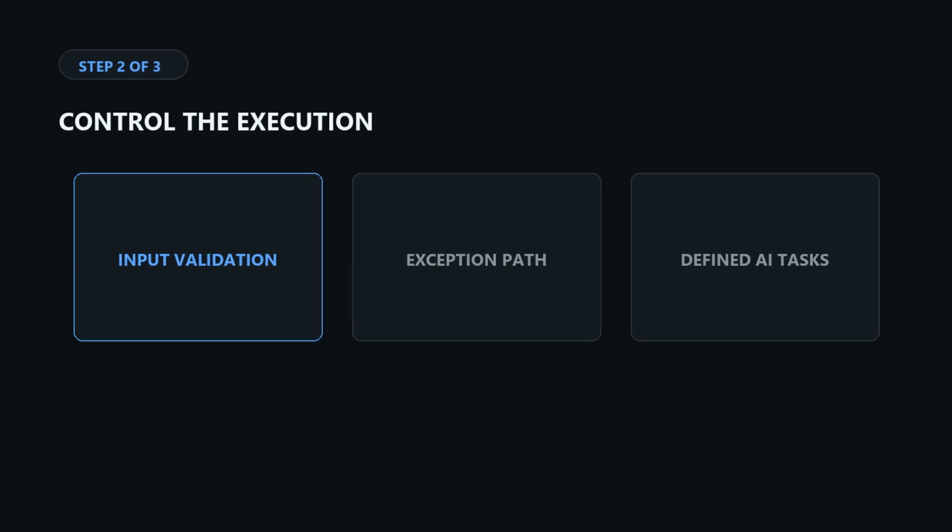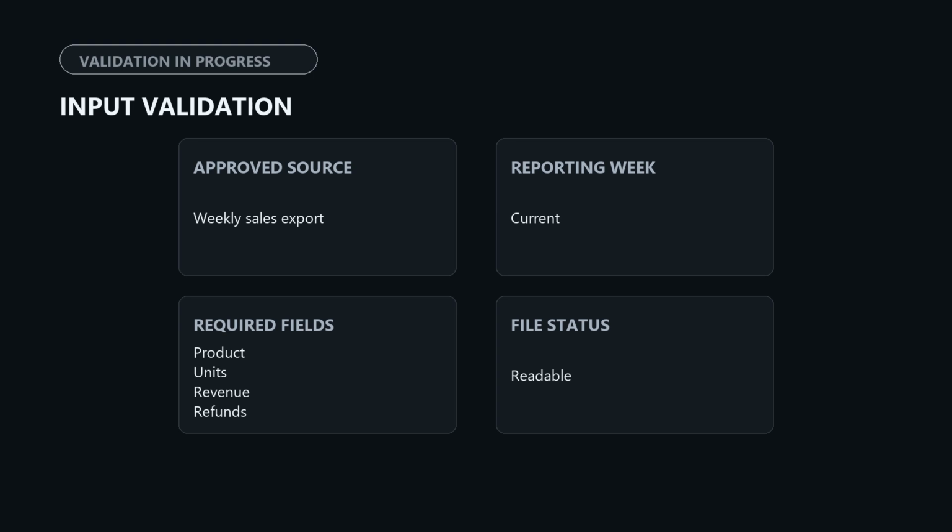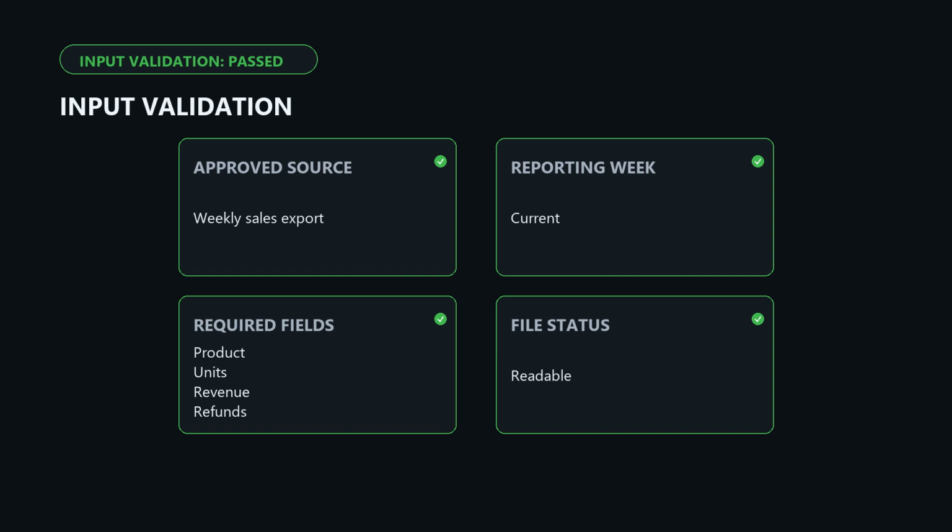Once the workflow knows when to start and which input it can trust, it should still not execute immediately. First, it validates the input. Is this the approved weekly sales export? Does it cover the correct reporting week? Are product, units, revenue, and refunds all present?